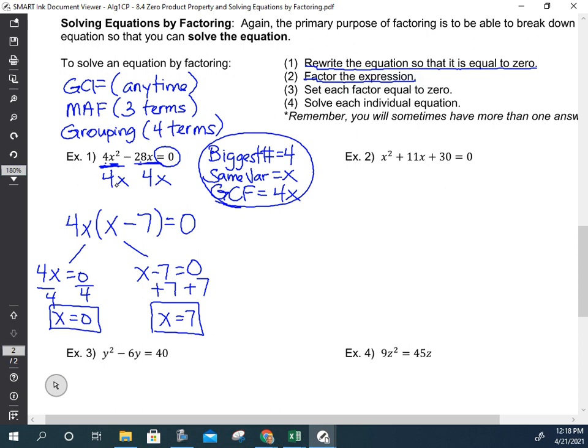Yeah, it's not a hard problem. We just got to put in some work. Not a hard problem, it's some work. Any questions on example 1?